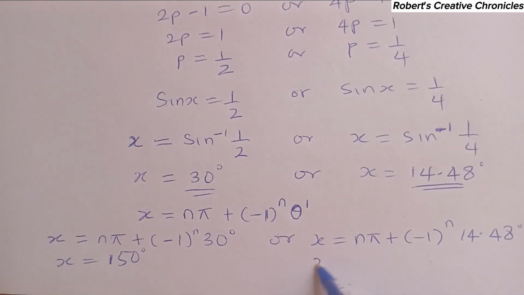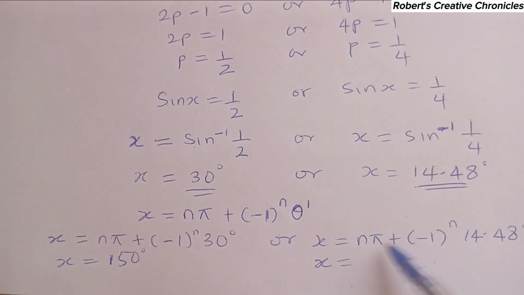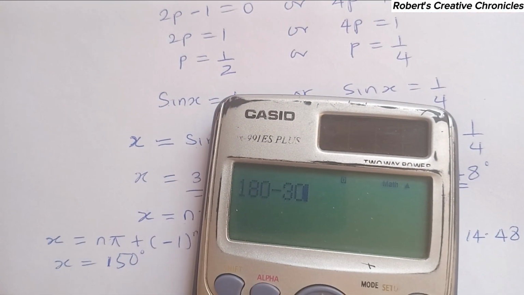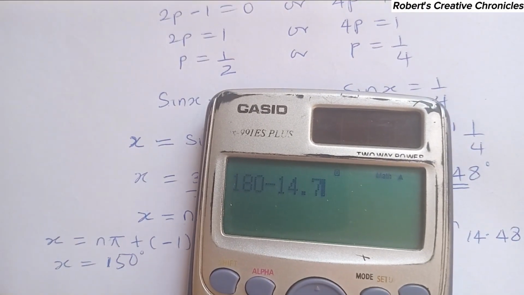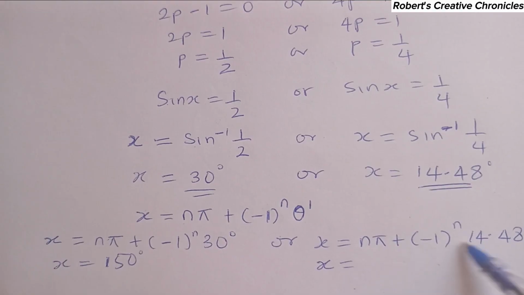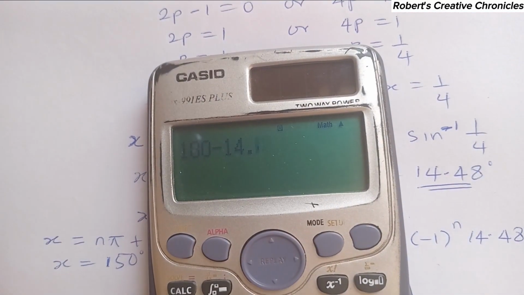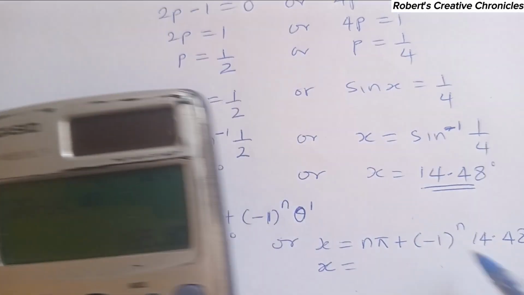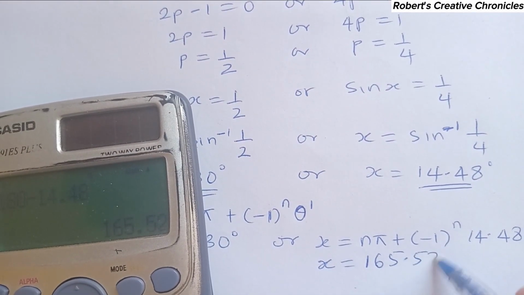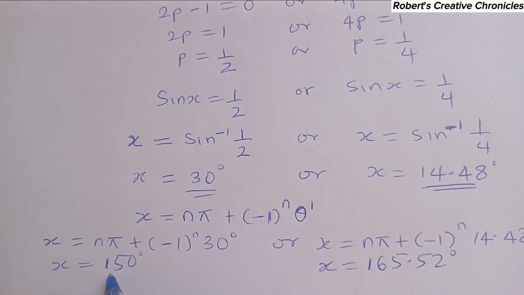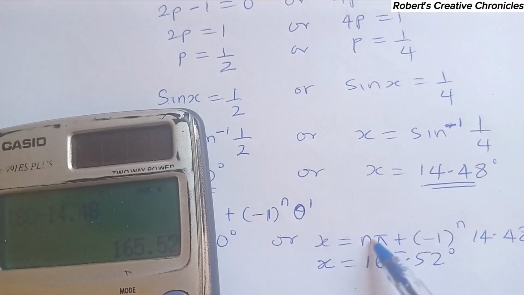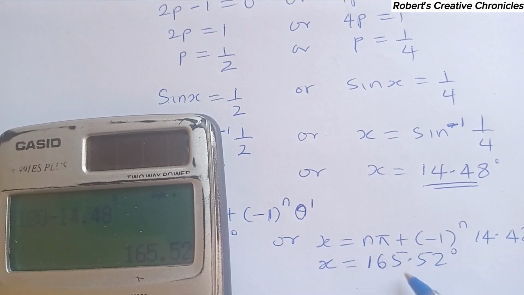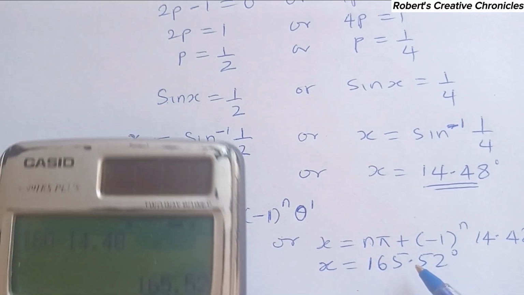Then for this one, if we substitute 1 as n, it will be 180 minus 14.48, so this is 165.52 degrees. And if we substitute n as 2, this one will also be above 360, and it's not required by the question. So we will stop here.